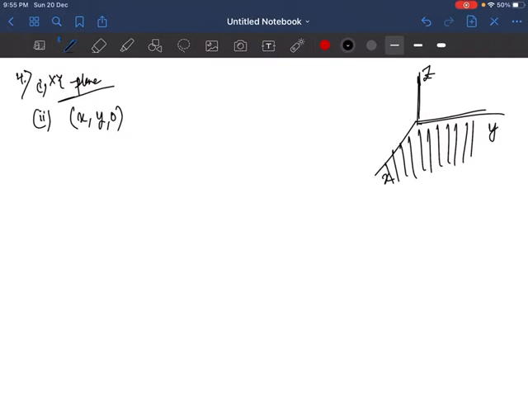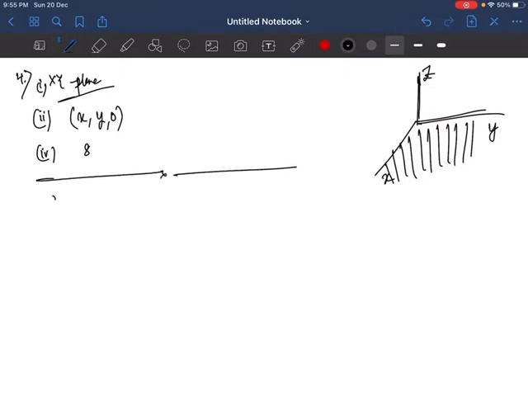Now, coordinate planes divide the space into how many? Coordinate planes divide the space into 8 octants. Right? So this is how we got the answers. Now the next topic, distance between 2 points, is not in your syllabus, it is excluded. The next topic is section formula.